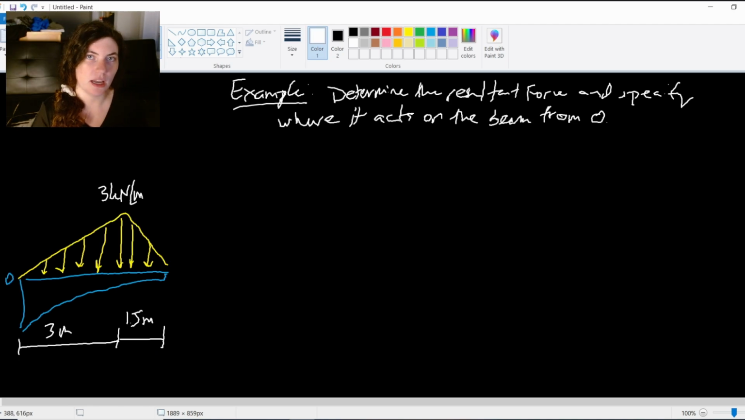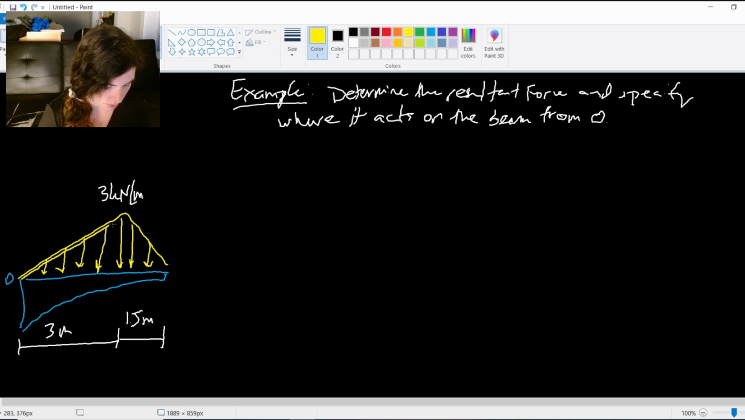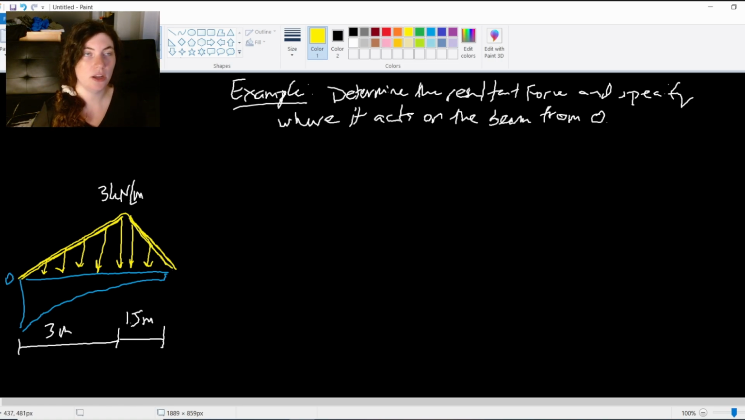This example again asks us to find the resultant force and specify where it acts on the beam from point O, but it's a much simpler system. What we have are these straight lines leading up from point O up to this peak here of 3 kilonewtons per meter. And what this is telling us is that these are actually two triangles, right? These are two triangular areas that represent the distributed loading.